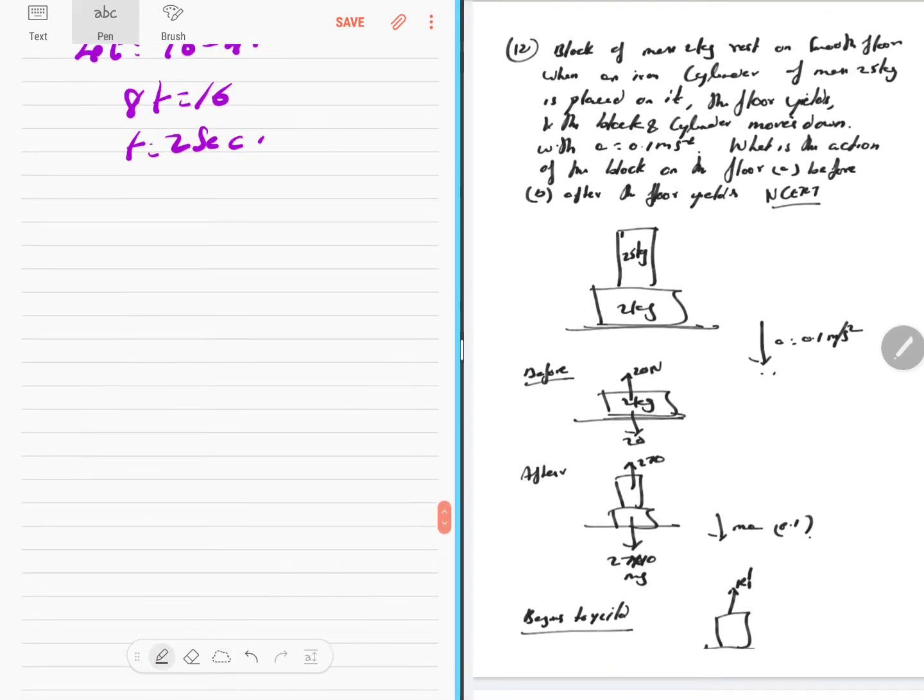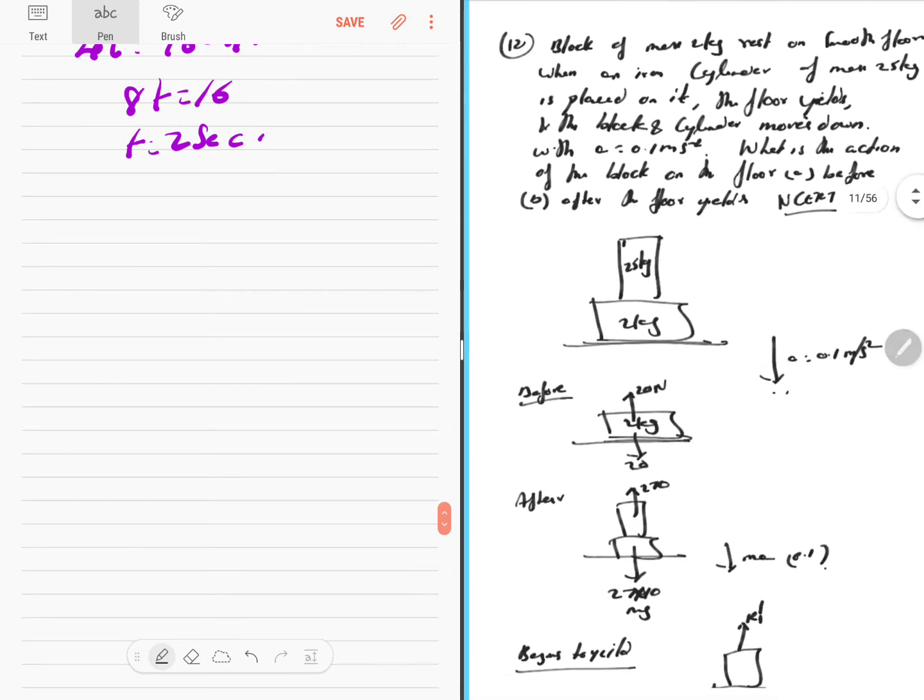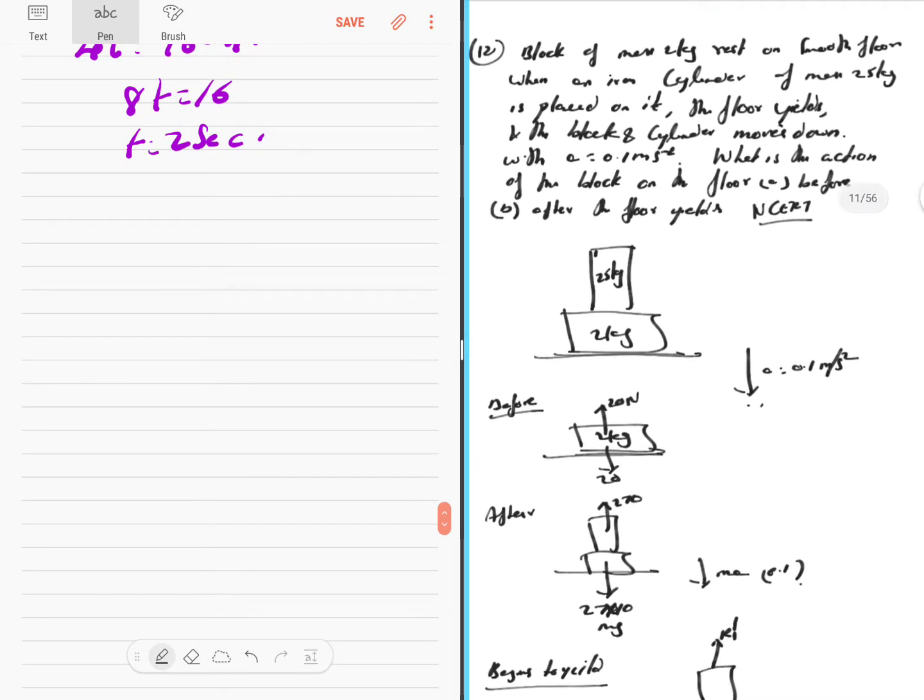The block of mass 2 kg rests on a smooth floor. When an iron cylinder of mass 25 kg is placed on it, the floor yields. The floor breaks, and the block and the cylinder move down with an acceleration of 0.1 meter per second square. What is the action of the block on the floor?